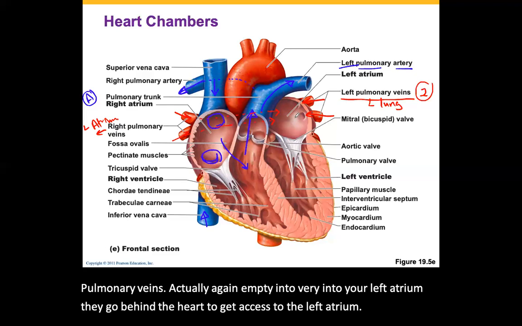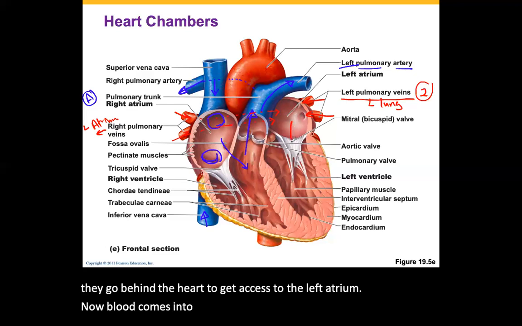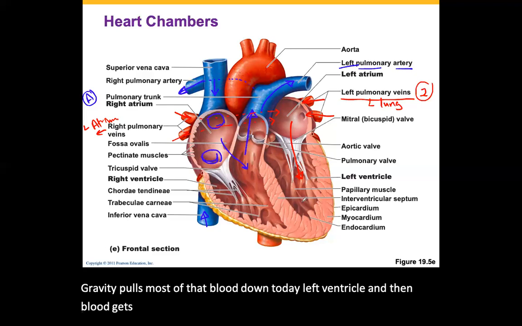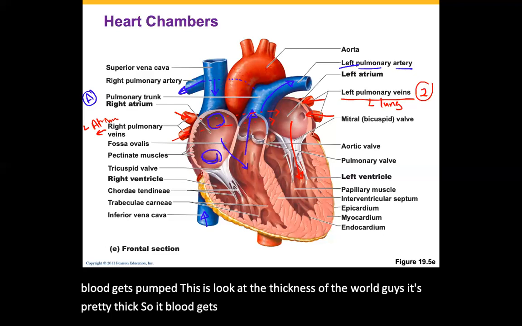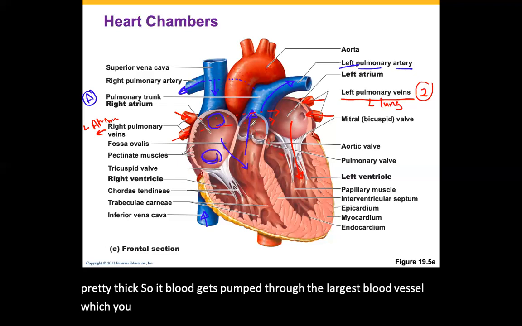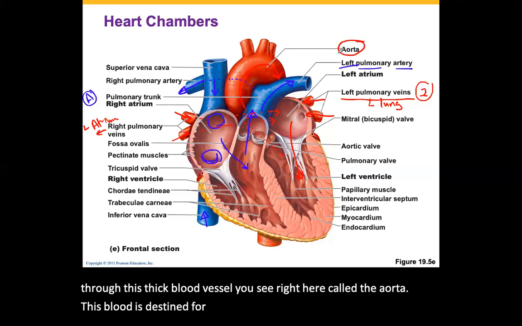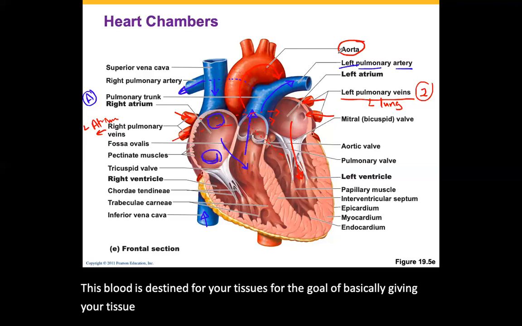Now, blood comes into the left atrium. Gravity pulls most of that blood down to the left ventricle, and then blood gets pumped. Look at the thickness of the wall, guys, it's pretty thick. So blood gets pumped through the largest blood vessel, which you can see highlighted again. I'm going to do the arrow through this thick blood vessel you see right here called the aorta. This blood is destined for your tissues for the goal of basically giving your tissue oxygenated blood.